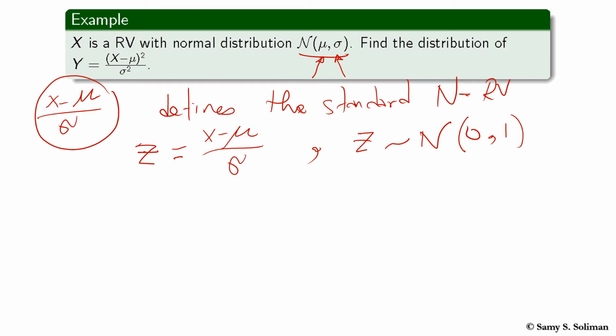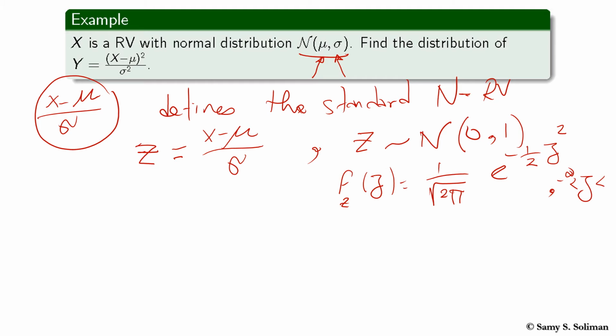That is the PDF of z, f of z as a function of z equals 1 over square root of 2 pi sigma squared, here sigma squared is equal to 1, e power negative 1 over 2 sigma squared, which is again 1, times x minus mu, or z in this example, z minus mu, and mu is equal to 0, so that is z squared, for z ranging from negative infinity to infinity.